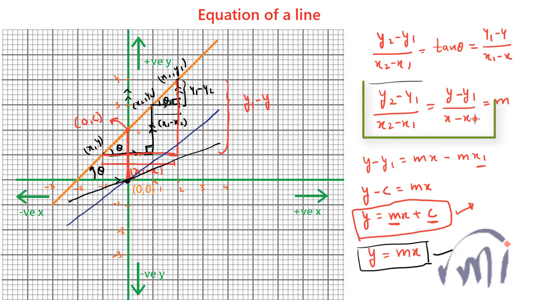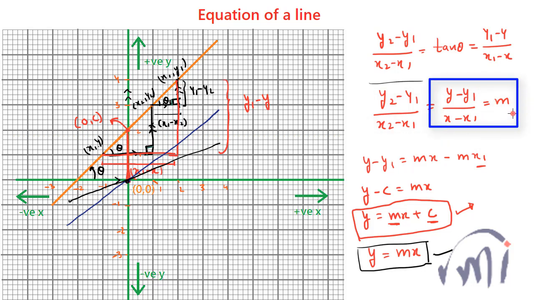This is the equation of a line which is passing through two given points, and this much is the equation of a line which is passing through one given point. And you know the slope of the line, and the slope of the line is nothing but tan theta, where theta is the angle between the line and the x-axis, and the angle is measured in anti-clockwise direction. So that's all for this video, and in the next video we will talk about the line perpendicular to any given line, how to find the equation of a perpendicular line.